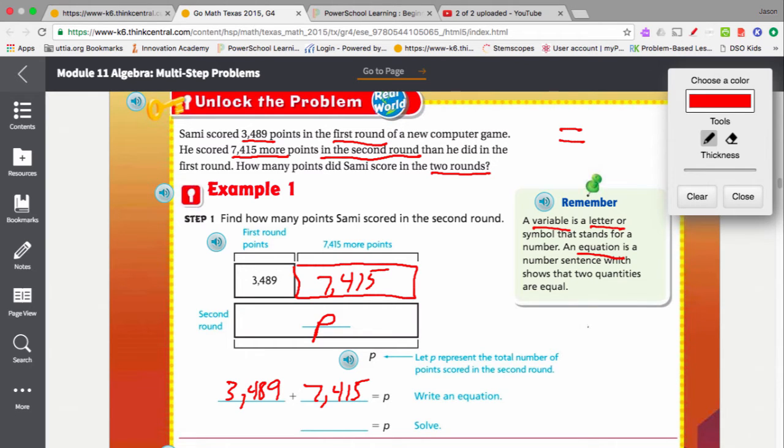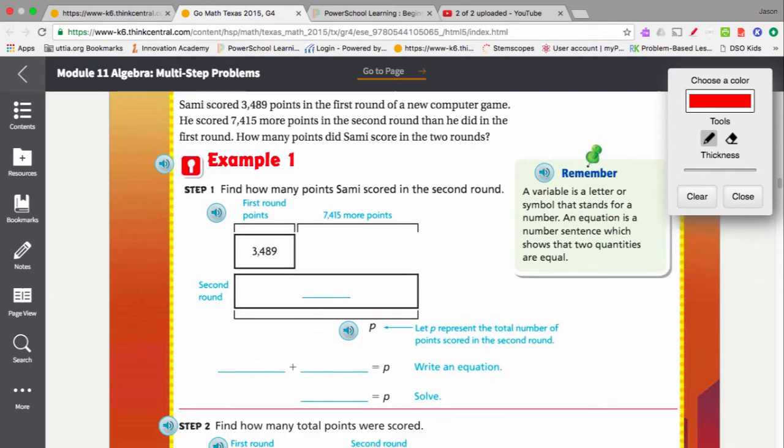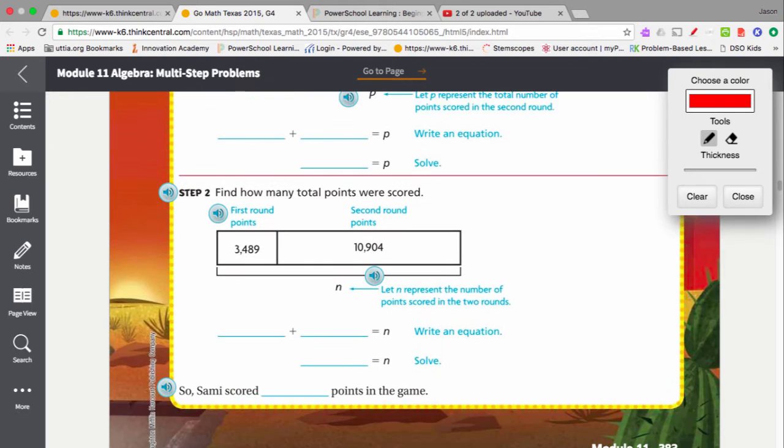So let's go ahead and do the math. All we need to do is add those two numbers together: 7,415 plus 3,489. Add them together, that's 14. 1, 1, and 8 is 10. 1, 4, and 4 is 9. And that's 10. So we have 10,904 points scored in the second round. Simple enough. So let's move on down and see how many the total is.